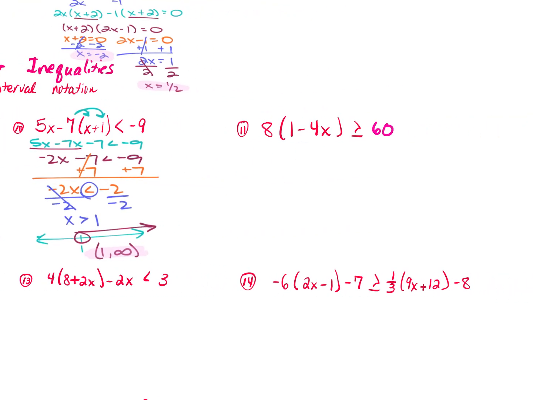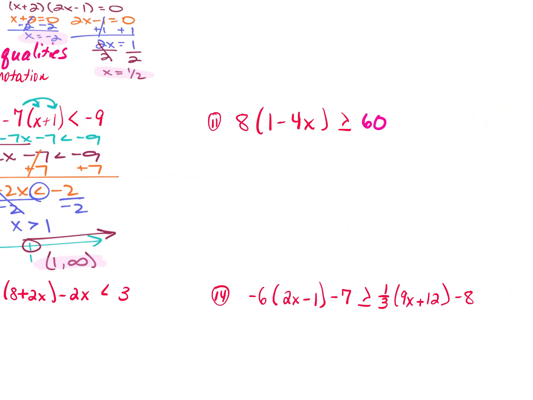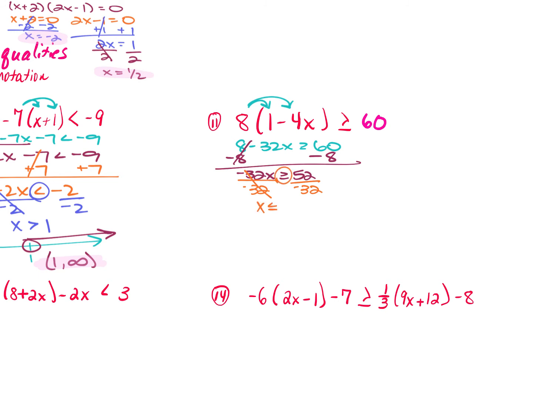For 11, you have 8 times 1 minus 4x is greater than or equal to 60. First thing you're going to do? Distribute. So we have 8 minus 32x is greater than or equal to 60. Now what? Move the 8. Okay. So that's negative 32x is greater than or equal to 52. So divide each side by the negative 32. What do you do when you divide by a negative?